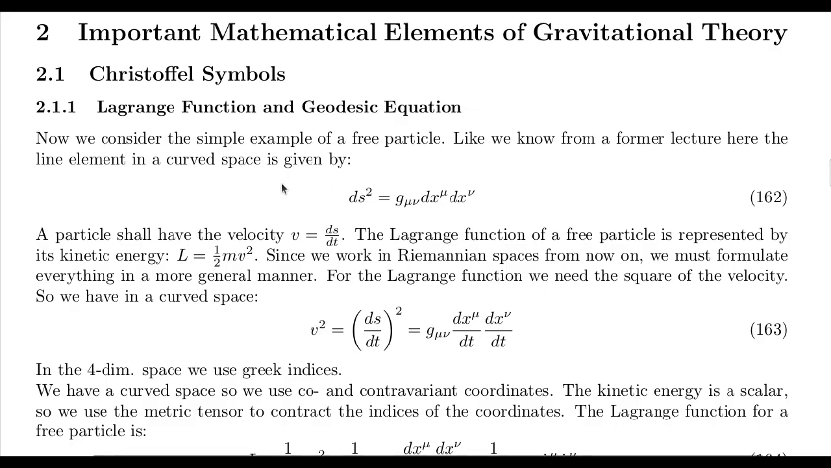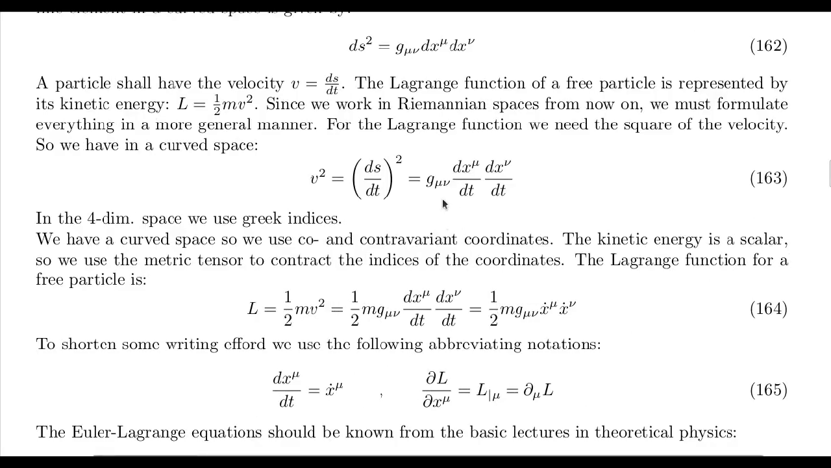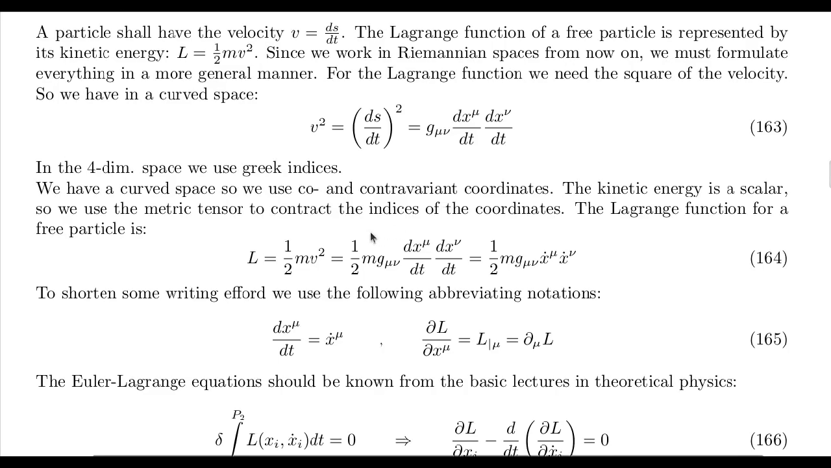Then we need the velocity. Velocity is ds/dt, that's clear. And that means for v squared we have (ds/dt) squared, and that means we have here dx/dt in equation 163. We use in the four-dimensional space the Greek indices. Then we get for the Lagrange function half m v squared.